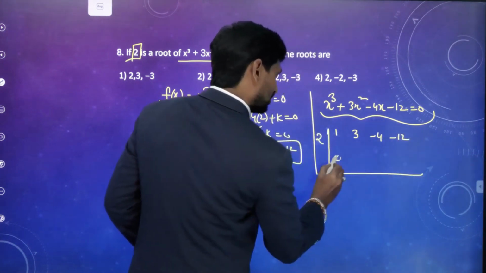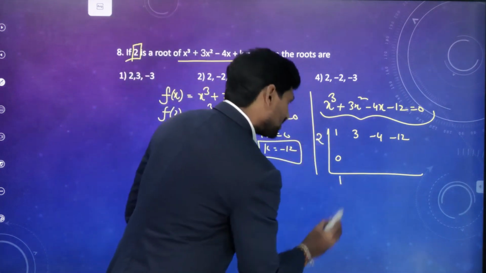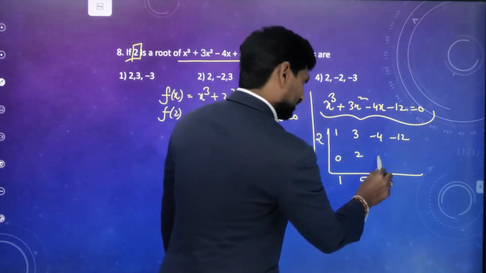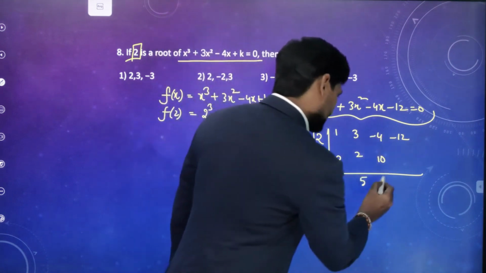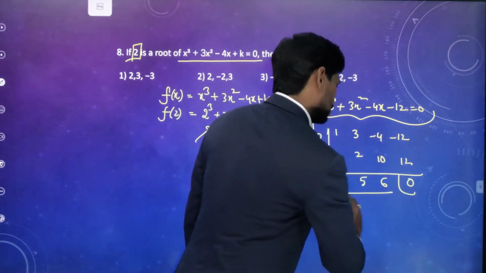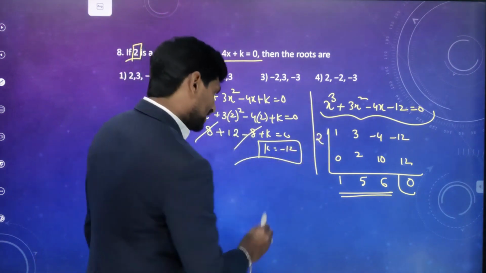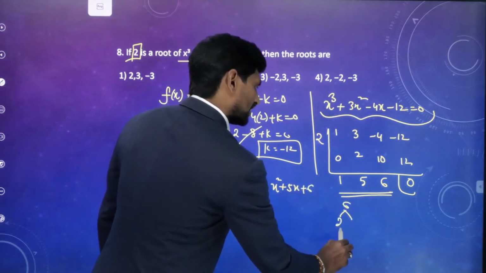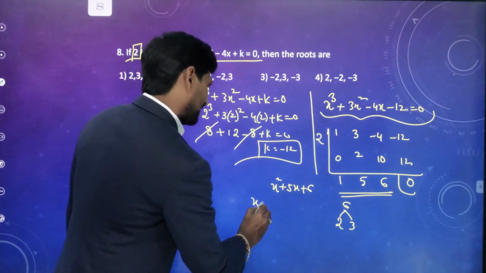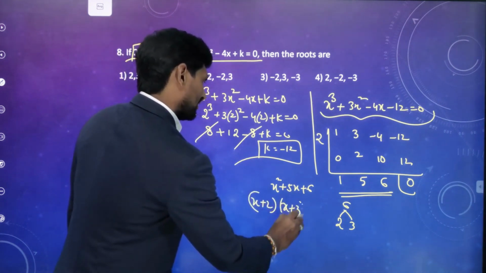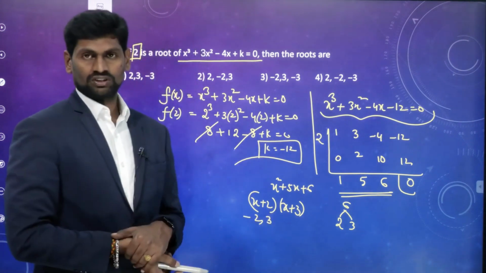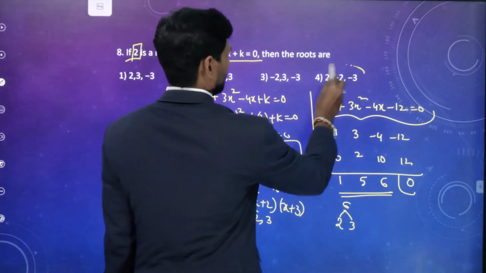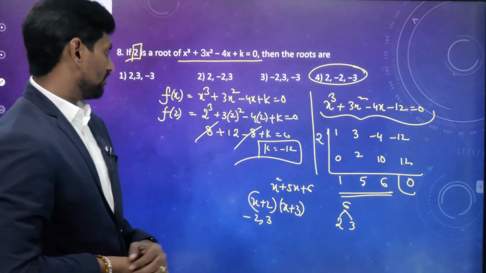So taking 2, here 0 because 2 is already root. 1 plus 0 is 1. 2 ones are 2. So 3 plus 2, 5. 2 5s, 10 here. So minus 4 plus 10 becomes 6. Here 12. Last one 0. So there are 3 terms remaining, nothing but quadratic polynomial, that is x square plus 5x plus 6. So 6 factors. 2 3s are 6. 2 plus 3, 5. That means we can write x plus 2 into x plus 3. Therefore minus 2 and 3 will be the root. Minus 2, 3 will be there. Minus 2 plus 2 minus 3. Fourth option.